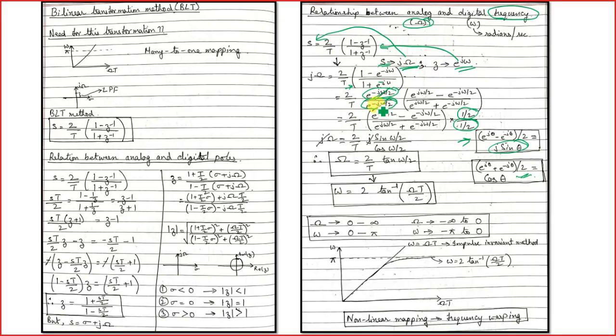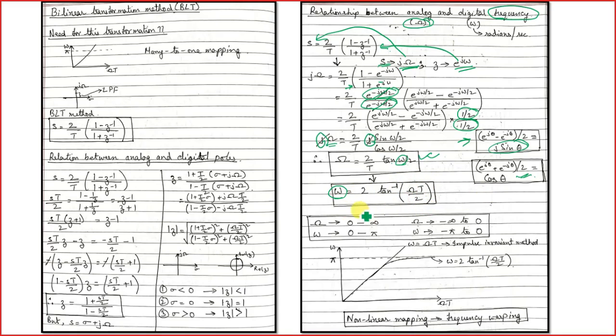So we will just replace this from here, and we will find that there are two j terms which are coming. So we can cancel them from both the left hand side and the right hand side, and we get omega equals 2 by T tan of omega by 2. On the other hand, the digital frequency would be given by omega equals 2 tan inverse of omega T by 2.